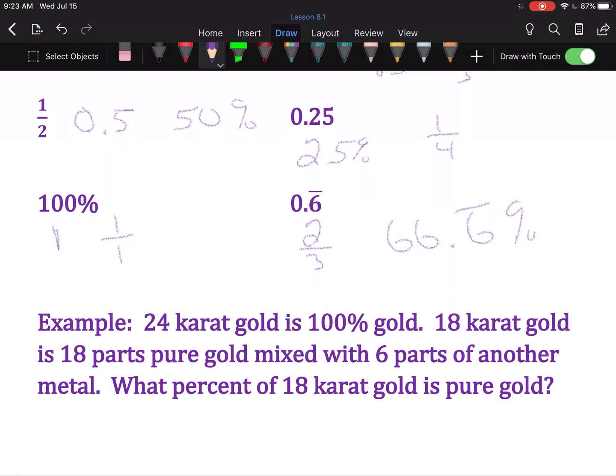24-karat gold is 100% gold. 18-karat gold is 18 parts pure gold mixed with 6 parts of another metal. What percent of 18-karat gold is pure gold?